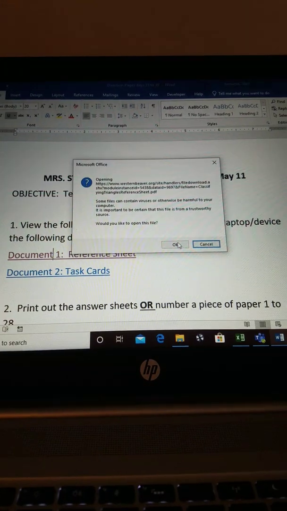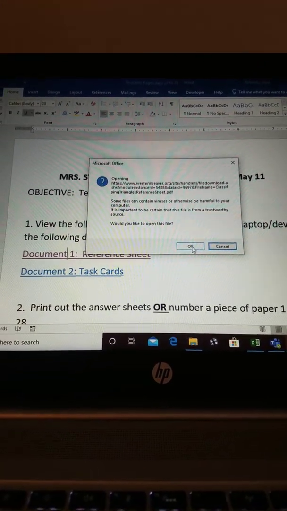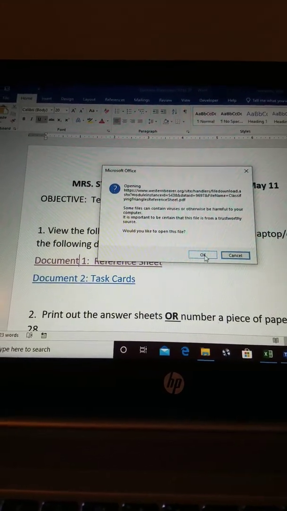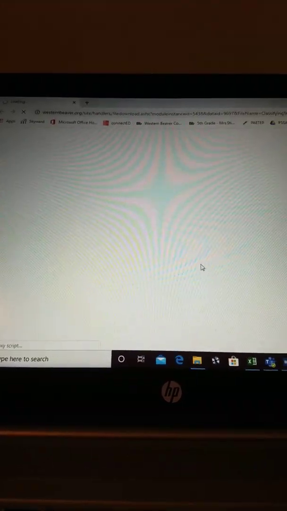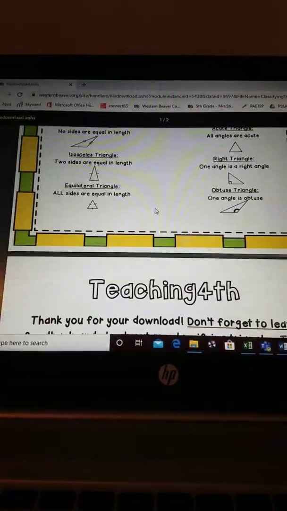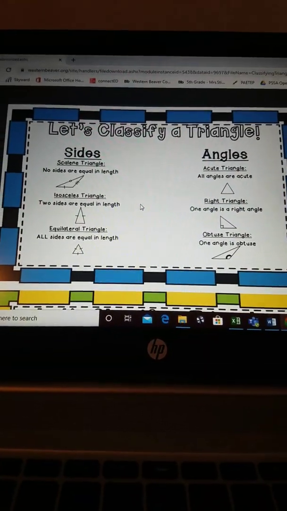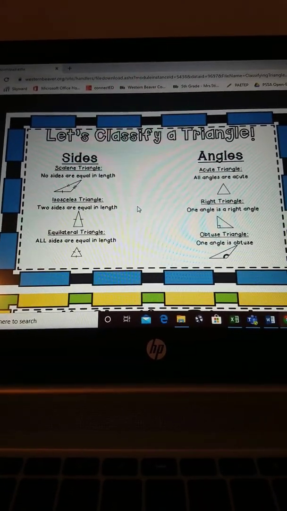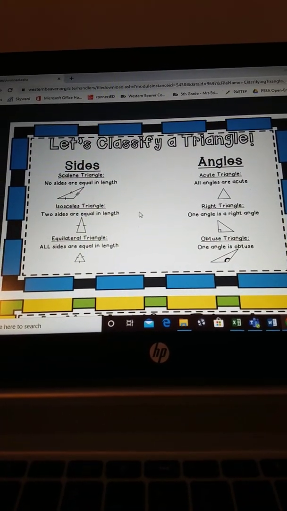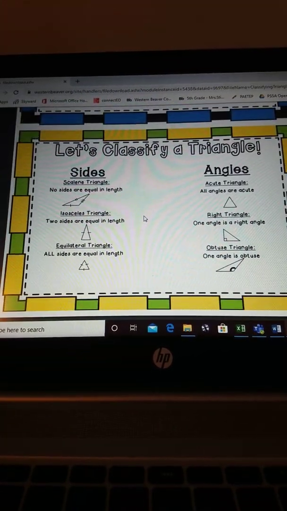You'll get this warning, and it's just telling you, hey, Mrs. Steve put a virus in this link. Your computer, your phone, your tablet might be in trouble. But don't worry, I didn't put a virus in that link, I promise you. And it opens up like this, and you'll see there's 3 pages. But really, you only need to look at like the first or the second. The first and the second are exactly the same. So if you like the blue and the black border, use this one. If you like the green and the yellow, use page 2.